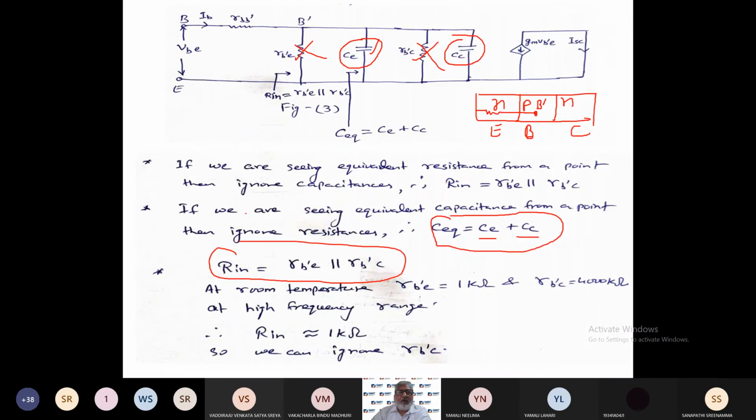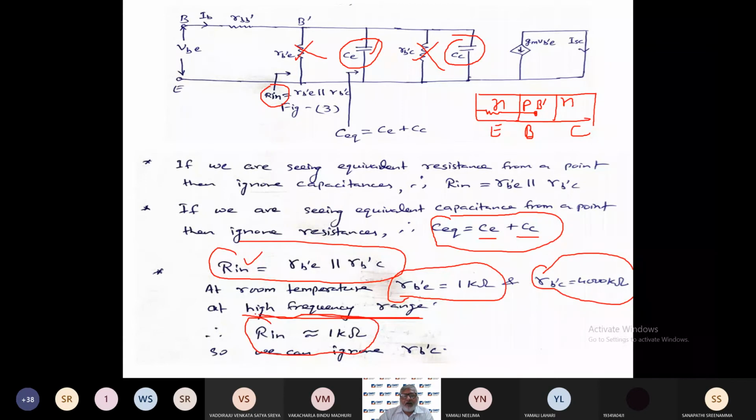You see this Rin is RB'E parallel with RB'C. RB'E is in the range of 1K, and RB'C is in the range of 4000K. I'm talking about the high frequency range, because we are modeling at high frequency. For high frequency modeling, we require the pi model. For low frequency modeling, we require the hybrid parameter, or H parameter, model. So here the input resistance will be around 1 kilo ohm, that is RB'E.